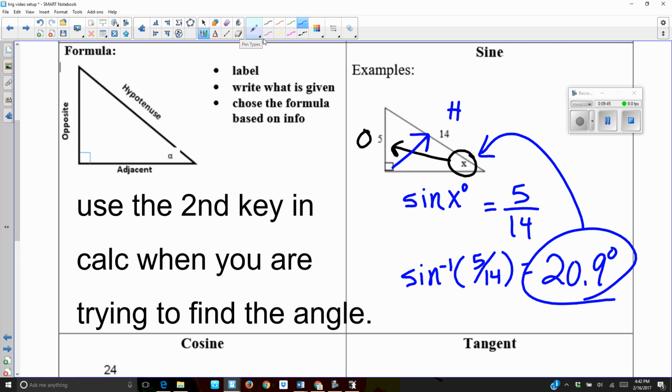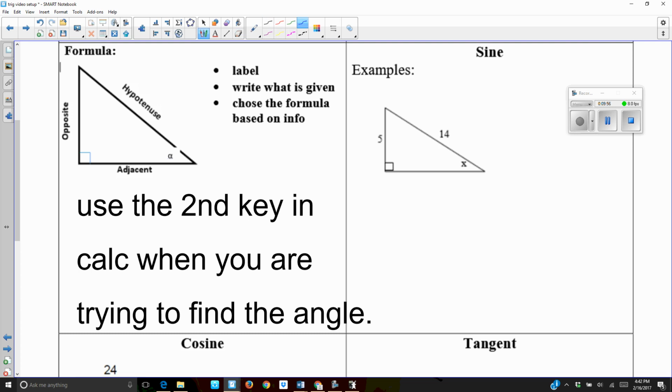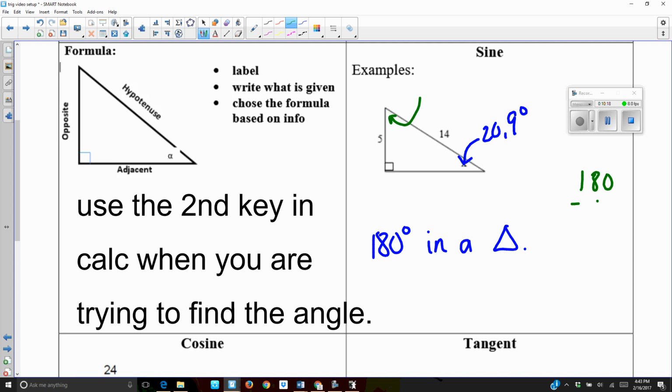If they ask you to come up with the other angle in the problem, they may on some of these questions ask you to come up with all three angles inside the triangle. Again, this angle, we said, was 20.9 degrees. Recall there's 180 degrees in a triangle. So to find the third angle of this triangle, we're just going to take 180, subtract the 90-degree angle, and subtract the 20.9 degree angle.